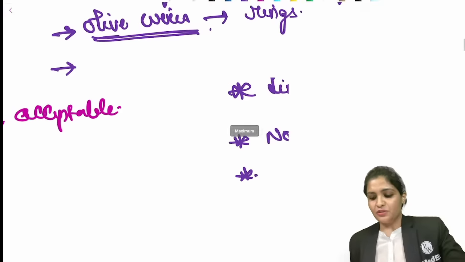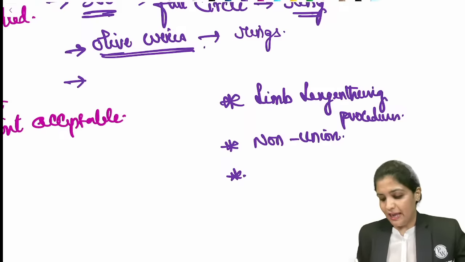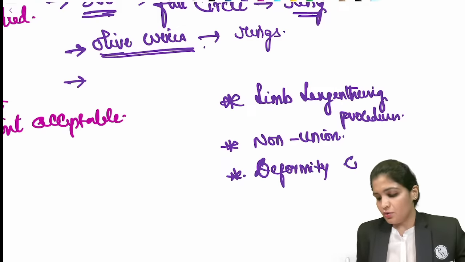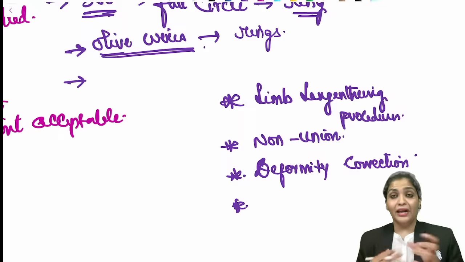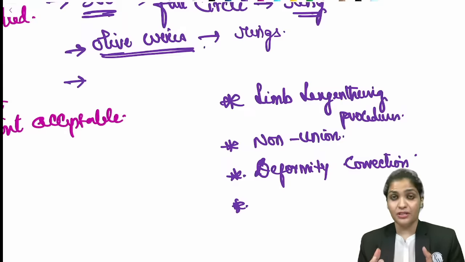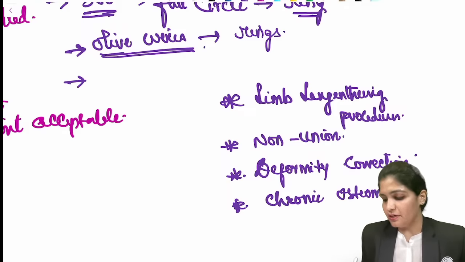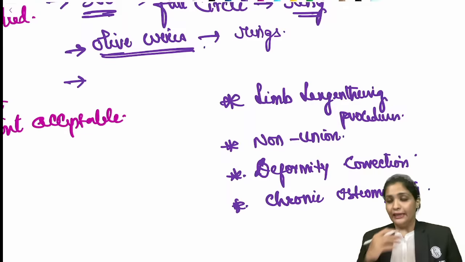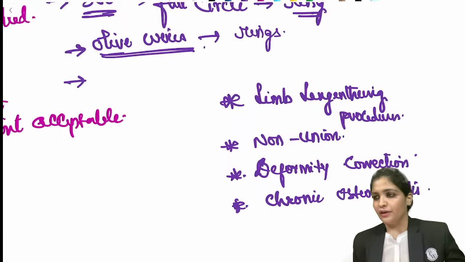So there are various procedures where the ring fixation is used: in limb lengthening procedures, and in non-union, and it is also used in deformity corrections. A few congenital deformities like pseudarthrosis of tibia or arthrogryposis, where the child presents with deformity, this Ilizarov technique can be used for correcting those deformities. And one more important thing, it is used in chronic osteomyelitis. As I've already told you, it helps in healing. Even in infected conditions, you can put Ilizarov because it is outside the bone, right? So it is used in chronic osteomyelitis.